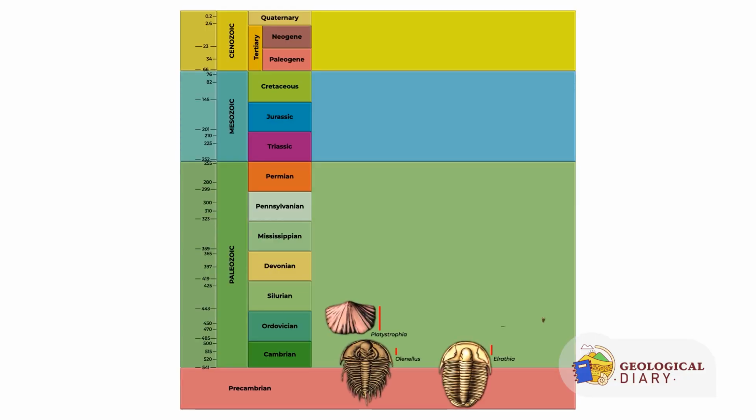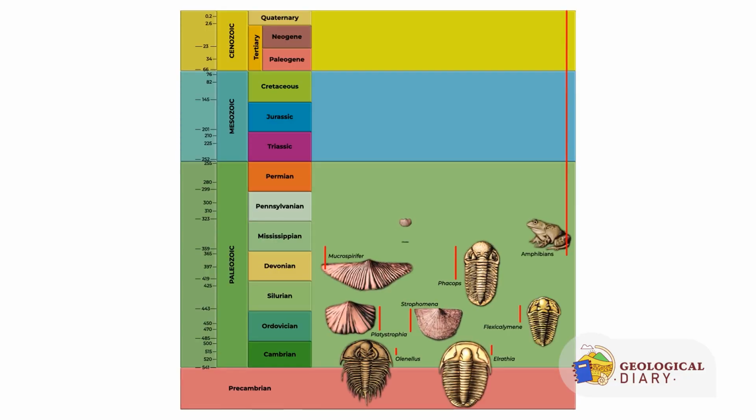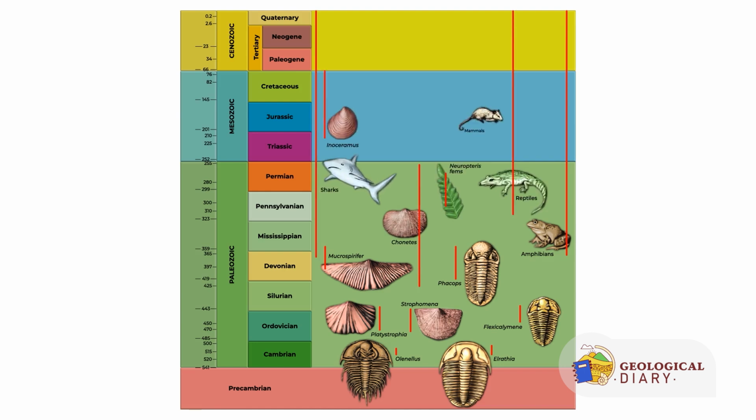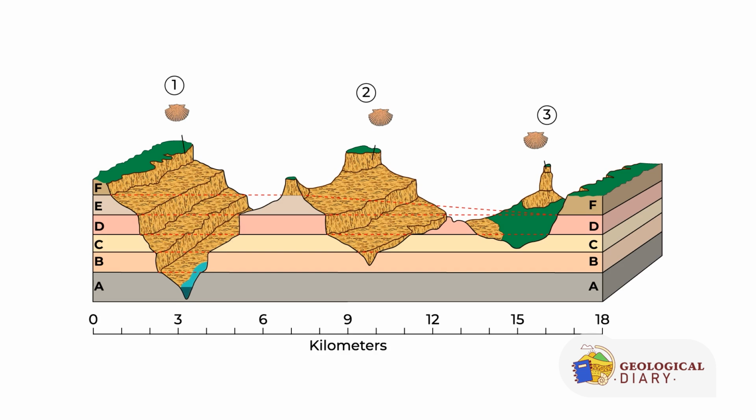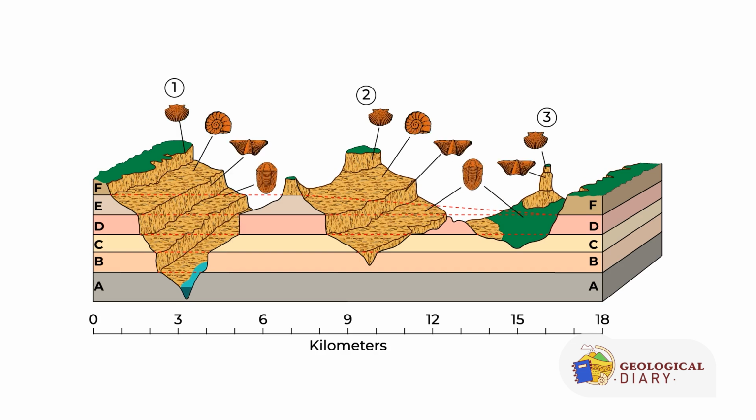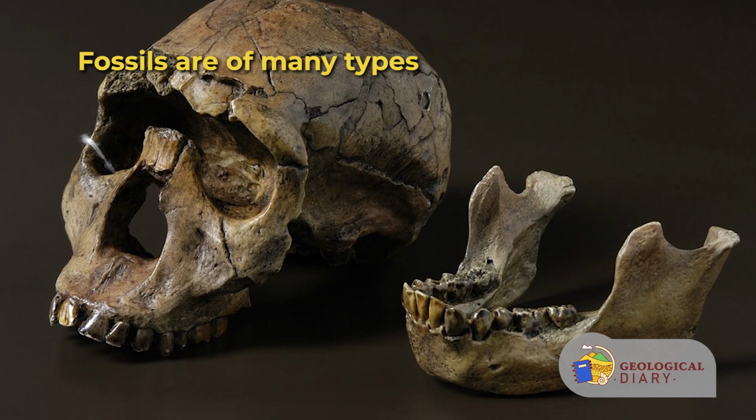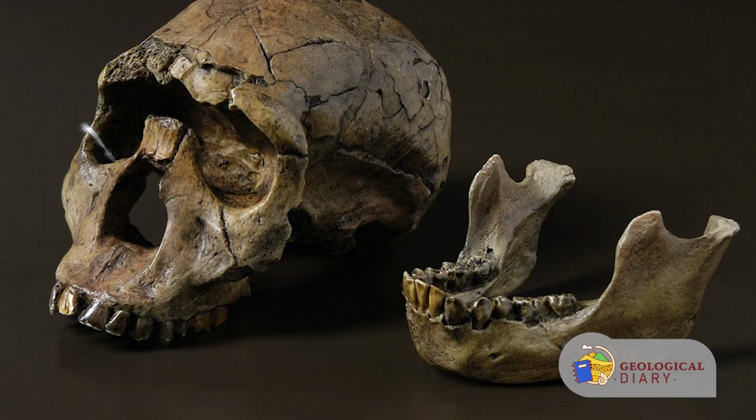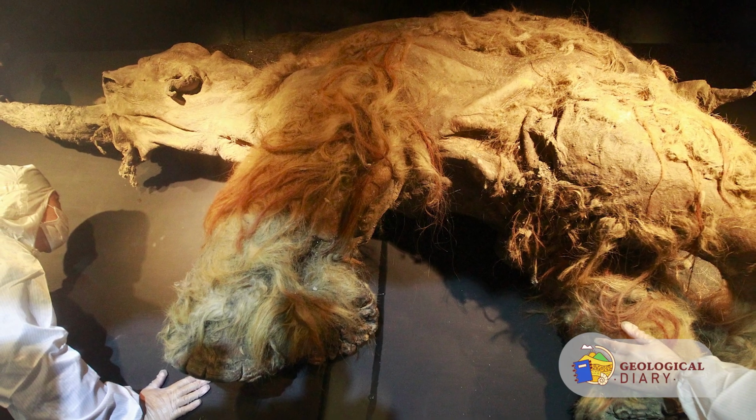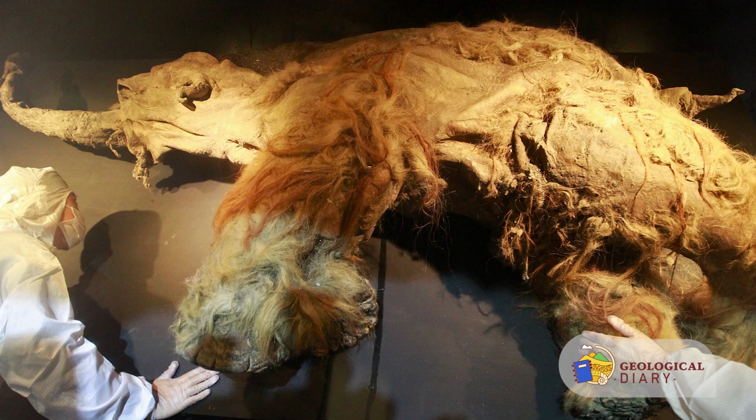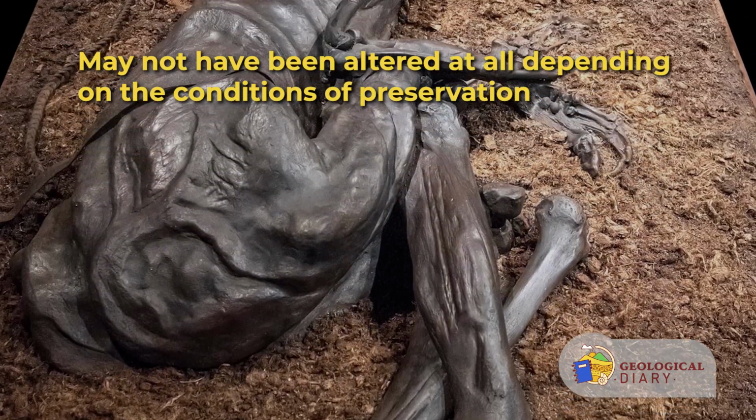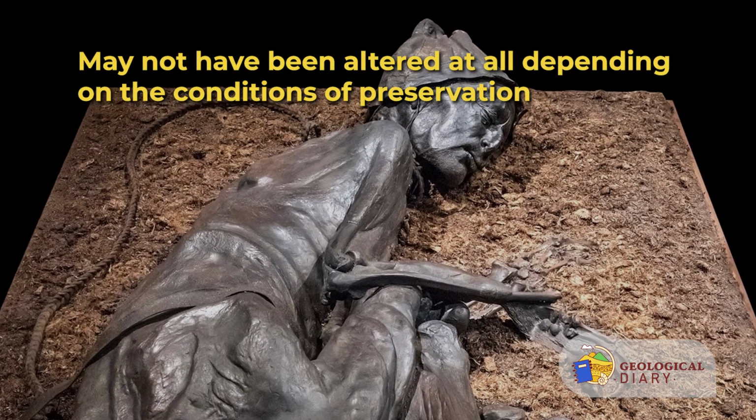Thus, they are useful not only in paleoenvironmental interpretations, but they also help us to understand the evolution of life and can be used correlating rocks of similar ages located over vast distances. Fossils are of many types and include also fossilized human remains. Similarly to humans, some can be relatively recent and may preserve delicate parts such as tissues and may not have been altered at all depending on the conditions of preservation.